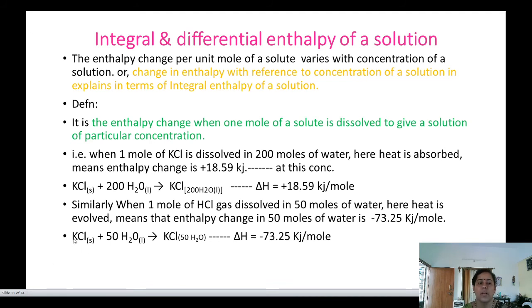Now, the reaction for this: here, instead of KCl, we are going to use HCl. HCl plus 50 moles of H2O gives HCl in 50 H2O. Again we can use KCl also as the salt: KCl plus 50 moles of water gives the formation of a KCl solution in 50 moles of water.